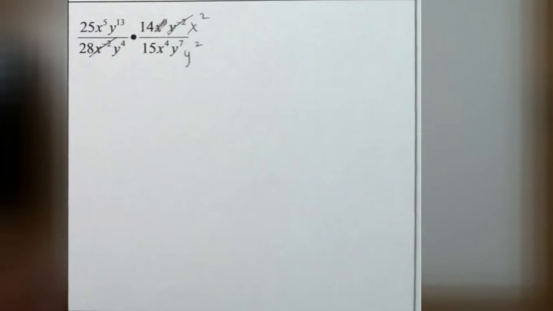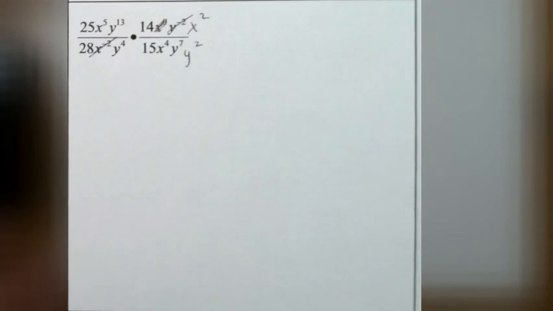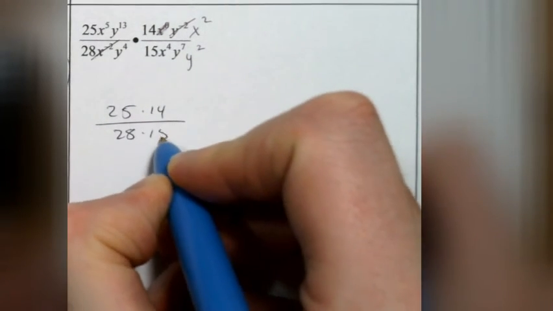Now we're going to do categories. Now, if you notice, I did categories over here kind of in my head. From here to here, did you notice? I took care of the numbers, the coefficients first. Then I took care of the x's, and I took care of the y's. Over here, I'm going to do the same. And before I multiply, I'm going to try to divide. 25, 14, 28, 15.